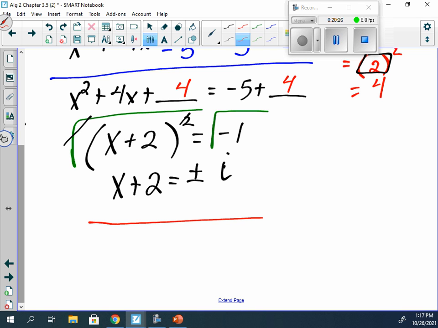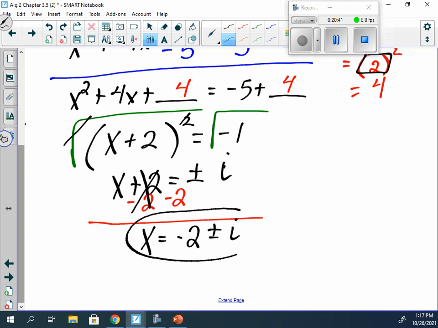Is x by itself? We still have the plus 2. So we do need to subtract 2 from both sides. To get x by itself, x is equal to negative 2 plus or minus i. So our final answer is negative 2 plus or minus i. You're good? Any questions on this here?